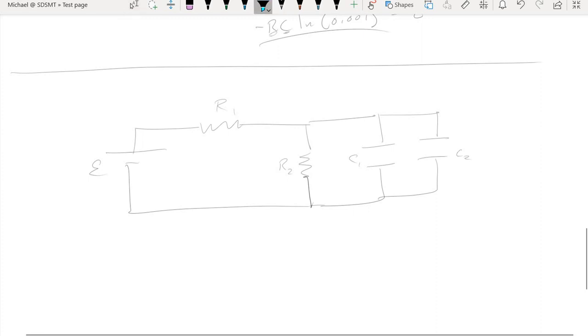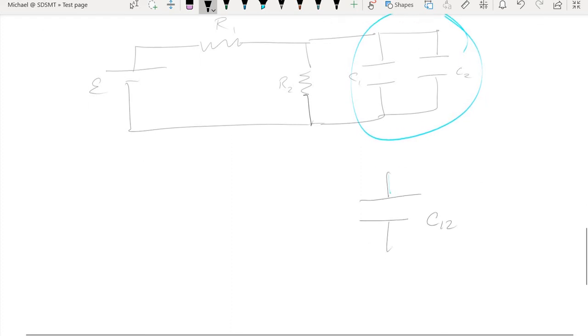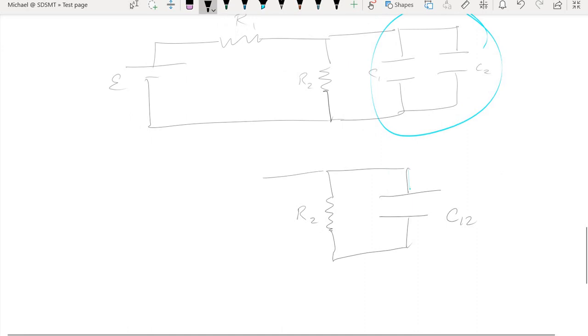If it were me, I would start by combining those two capacitors in parallel to make an equivalent capacitor, which I would name capacitor 1, 2. That capacitor would be connected in parallel with resistor 3, or resistor 2, sorry. We don't have a resistor 3.